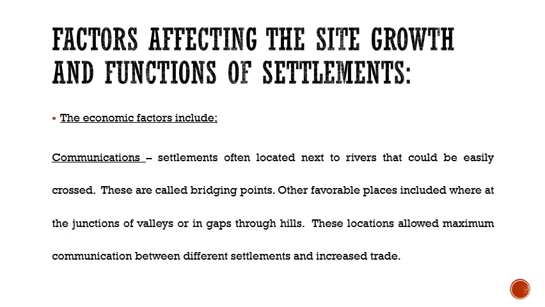Let's talk about the economic factor, which includes communication. Settlements are often next to rivers that could be easily crossed. These are called bridging points. Other favorable places include the junctions of valleys or gaps through hills. These locations allowed maximum communication between different settlements and increased trade.